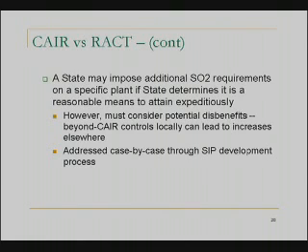A state may impose additional SO2 requirements on a specific plant if a state determines it's a reasonable means to attain the standards expeditiously. However, it's important to consider the potential disbenefits of taking such an action. For example, beyond-CARE controls on a local source may lead to increases elsewhere, and so that effect would have to be taken into account in assessing the overall effect of doing that.